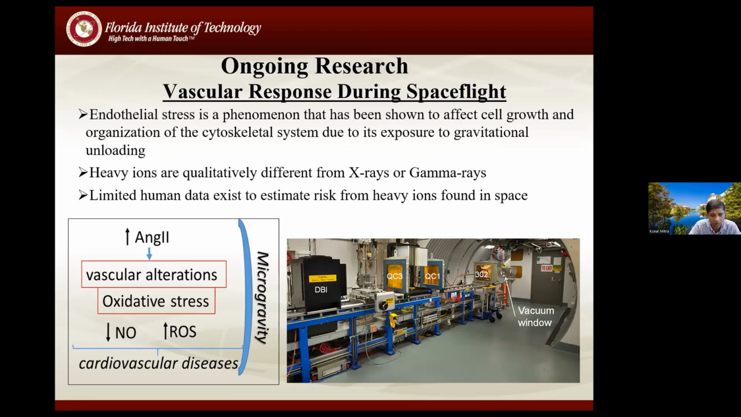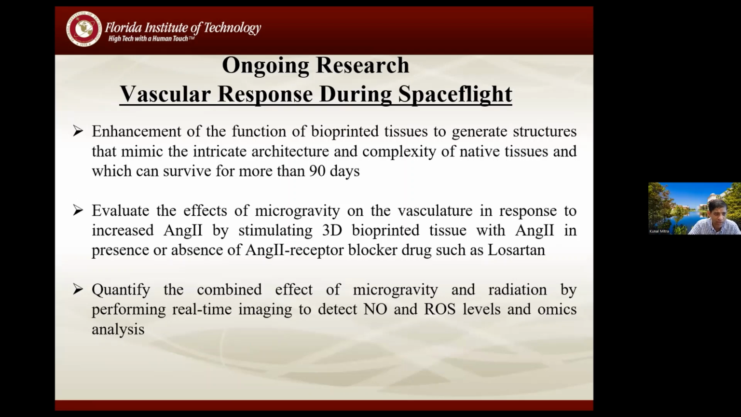The whole idea, for example, for cardiovascular disease: we know that with oxidative stress, your NO will decrease and your ROS will increase. We want to look at the mechanisms and then use some angiotensin receptor blockers to reduce the oxidative stress. So that's the overall idea. As I said, we have done up to 30 days right now. We are looking into the tissue structure and vascularization. How can you really maintain these tissues over a period of 90 days? Because that is going to be the key.